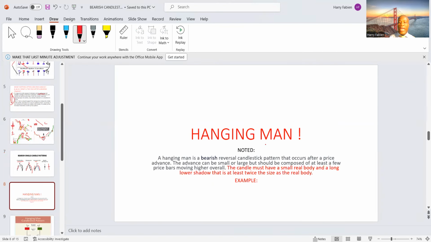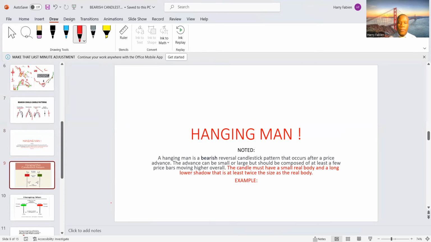Another thing we're going to say about the hanging man. So what is a hanging man candle? A hanging man is a bearish reversal candlestick pattern that occurs after a price advance. The advance can be small or large, but should be composed of at least a few price bars moving higher overall. The candle must have a small real body and a long lower shadow that is at least twice the size of the real body.